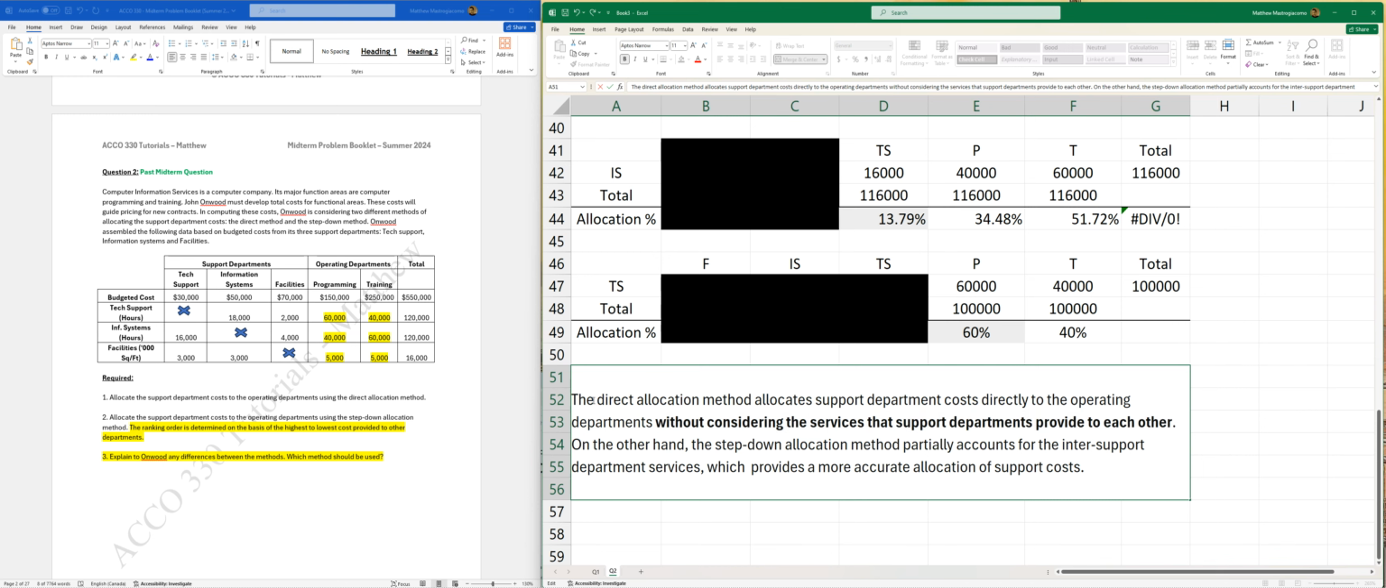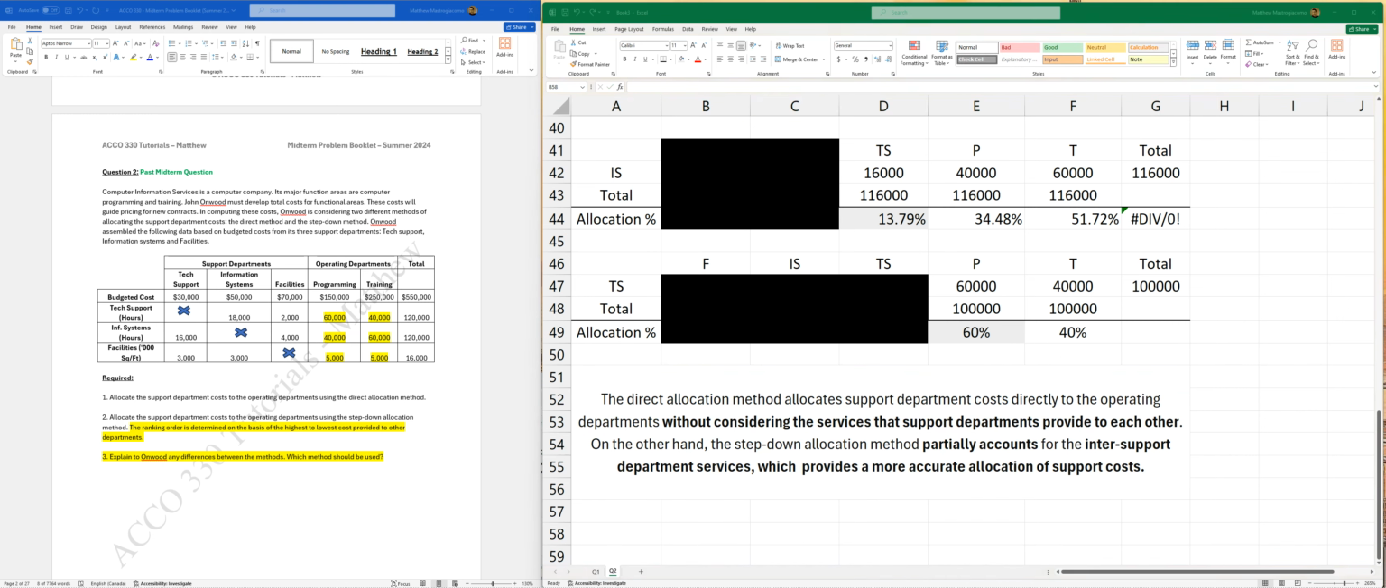We first explained the direct method, right? The difference between the two is the direct method doesn't look at the allocations between support departments. Whereas on the other hand, the step-down allocation method partially accounts for inter-support department services, which provides more accurate allocation of support costs, right? So that's the key word here, guys. It partially accounts, some inter-support department. Okay, so that's the key difference here.